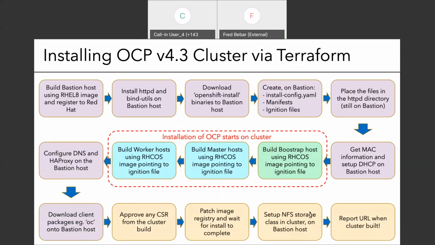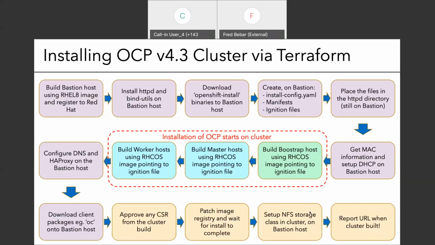If we want to use that Terraform script, it builds the Bastion host for you using a RHEL 8 image on your PowerVC or your OpenStack environment. It installs a number of files, including the HTTP and the bind. It downloads the install binaries that we talked about earlier. It creates the install config, creates a manifest, creates ignition files for you. It places those in the HTTP directory on the Bastion. Then it gets the MAC address, where it previously got the MAC address, and sets up DHCP on the MAC address, and then it starts booting the bootstrap server. Then it boots the master servers, then it boots the host servers. And obviously during that process, the installation takes place.